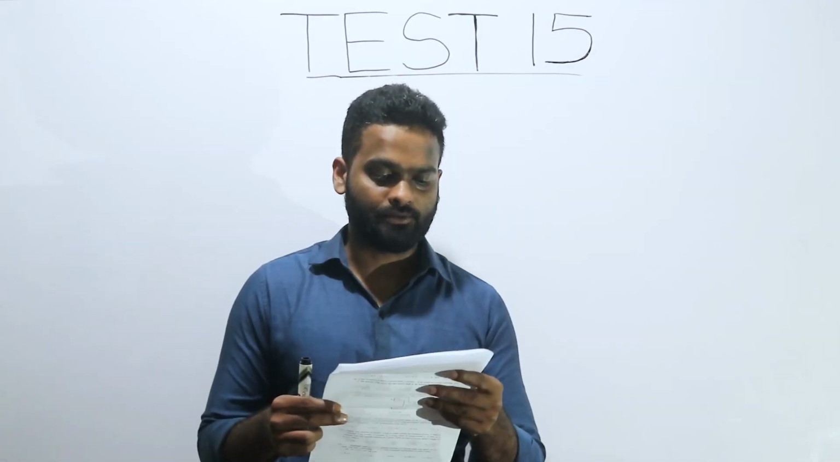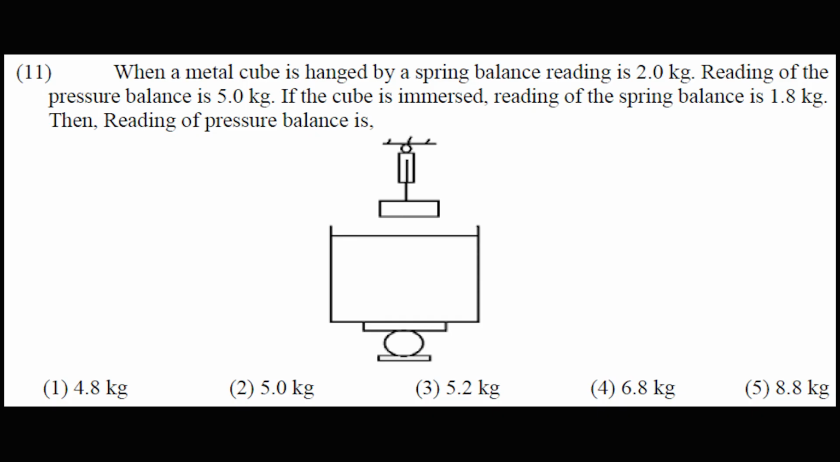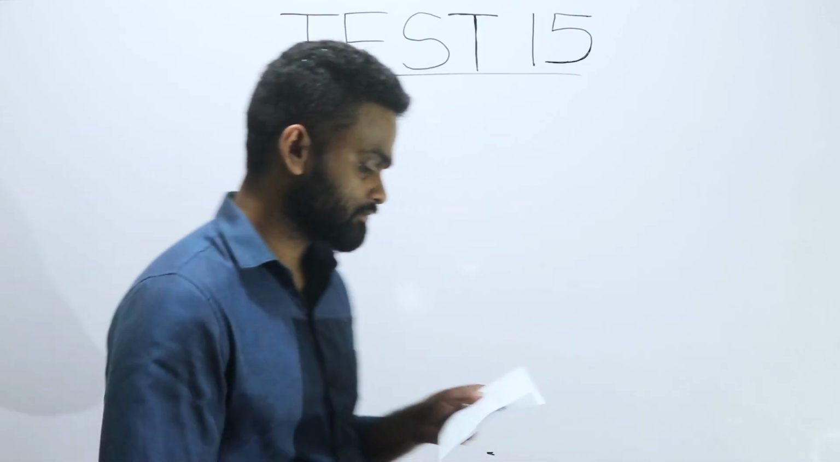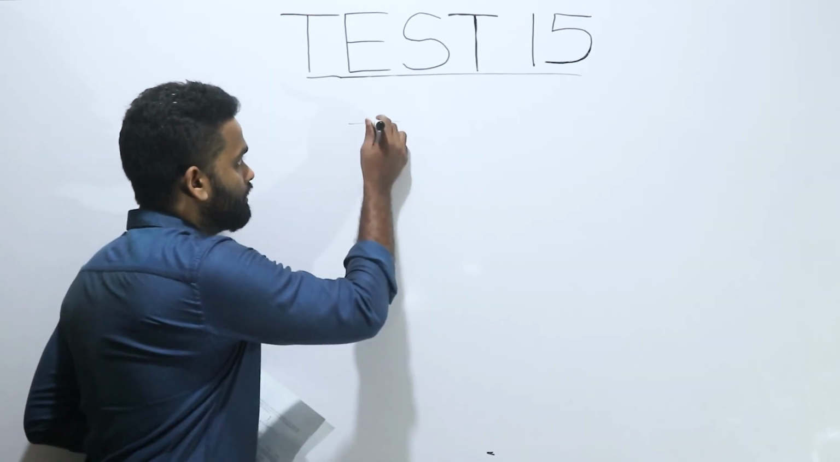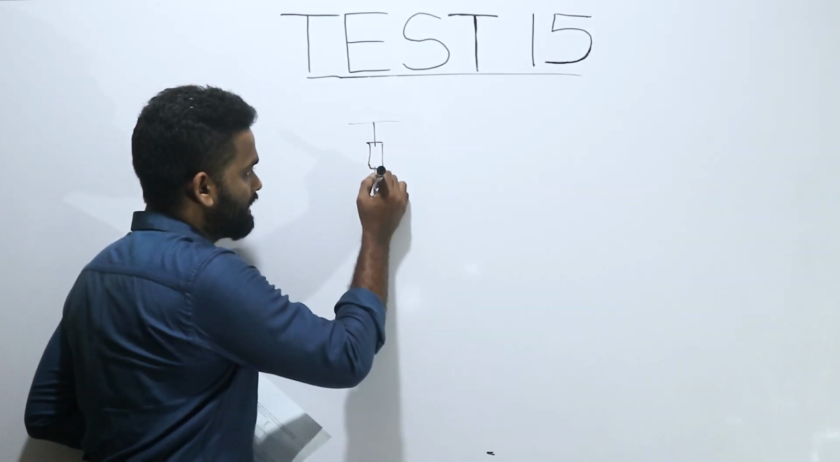The 11th question. When a metal cube is hanged by a spring balance, reading is 2 kilograms. Reading of the pressure balance is 5 kilograms. If the cube is immersed, reading of the spring balance is 1.8 kilograms. Then reading of the pressure balance is? Okay, we have this spring balance.